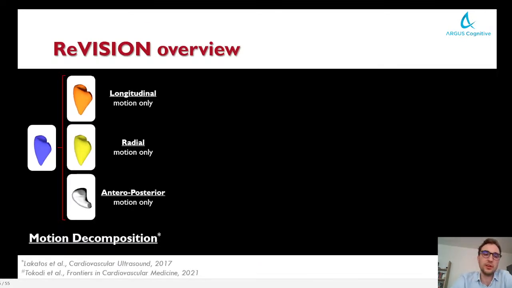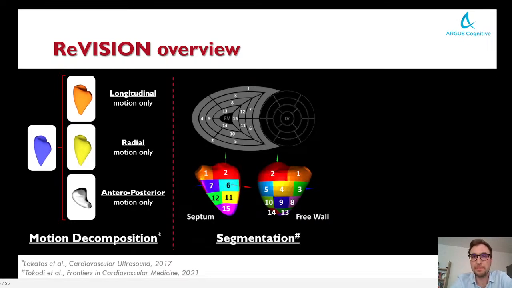What are we doing? So first we can perform a motion decomposition, as I've already showed to you, and we can quantify theoretical meshes in which only the longitudinal, only the radial, or only the anterior-posterior motion of the right ventricle is enabled. Therefore, we can quantify the relative contribution of them.